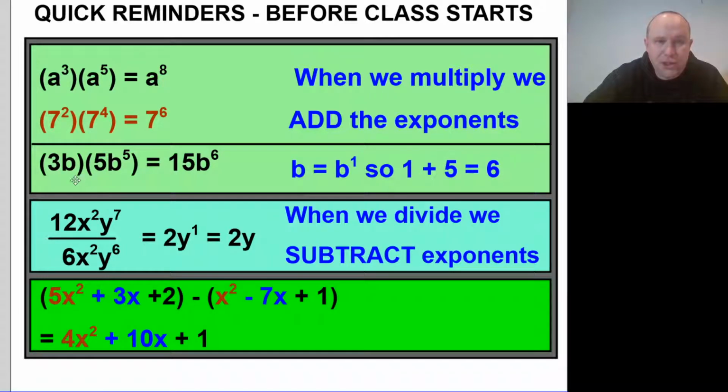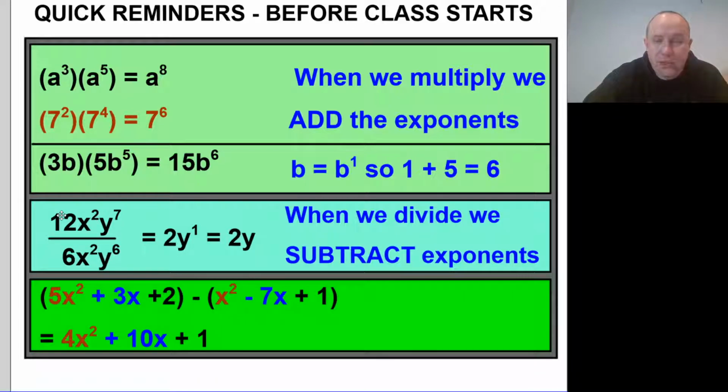Now, if we have a combination of those, though, certainly we can multiply numbers with numbers. 3 times 5 is just 15, because there's no exponents here. Now, if there is no exponent on a particular letter, remember you can put a 1 here if that helps, and then 1 add 5 would give you 6.